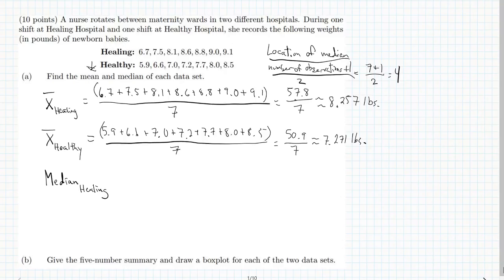But notice in both cases, these are in increasing order for each hospital. So you have 6.7, 7.5, 8.1, and 8.6. So the 4th position in the first one is 8.6, and the 4th position in the second one is 7.2. So the median for the healing hospital will be 8.6 pounds. All we needed to do was find that position, and once we found that, we were good to go. And the median for the healthy hospital was 7.2 pounds.